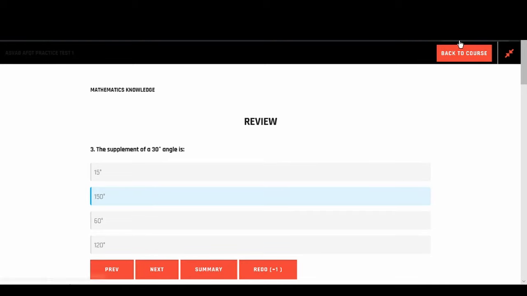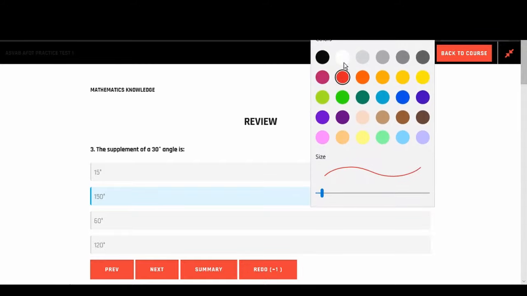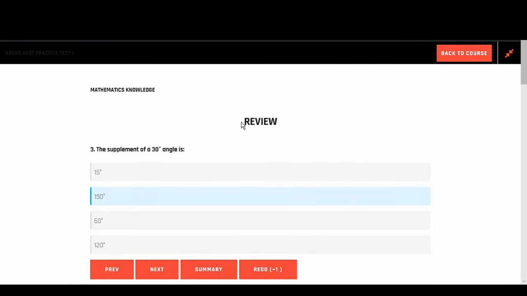Alright, number 3 says the supplement of a 30-degree angle is. So in this case, we have to know that there are 2 types of angles we need to be familiar with, namely complementary angles, which add to 90 degrees, as well as supplementary angles, which add to 180 degrees. 180 degrees is a straight line.